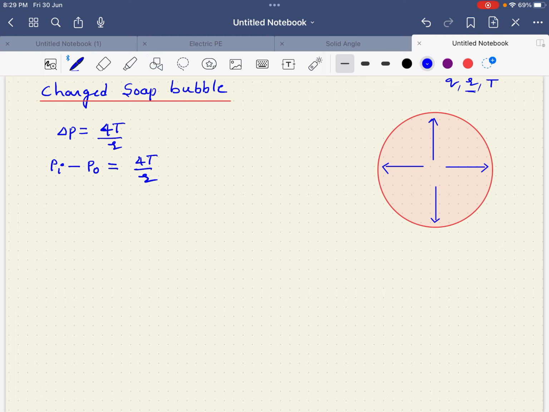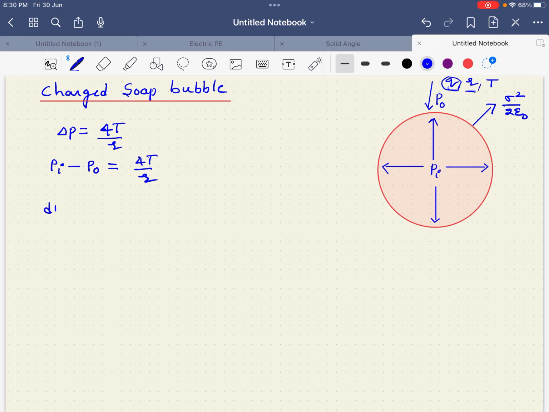This is the inside pressure, and the pressure exerted by the atmosphere on the soap bubble is the outside pressure. Let me consider this as P naught, the atmospheric pressure. And when you add a charge Q to this soap bubble, there will be an electric pressure also. That electric pressure, we already know, is sigma square by 2 epsilon naught. Due to the charge we have given, the pressure is going to change.